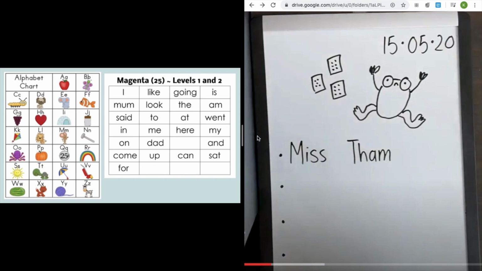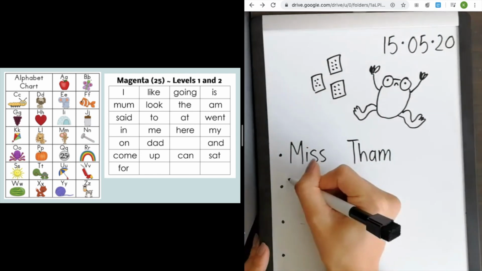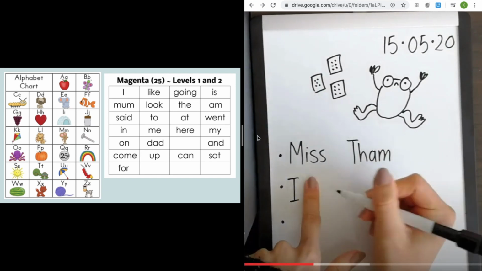Okay, so I've written my name. And my first sentence is, I can see a frog. So my first word is I, and we know how to write that. Capital letter because it's the beginning of a sentence. My next word is can. Having a look at the magenta chart, can you point at the word can?